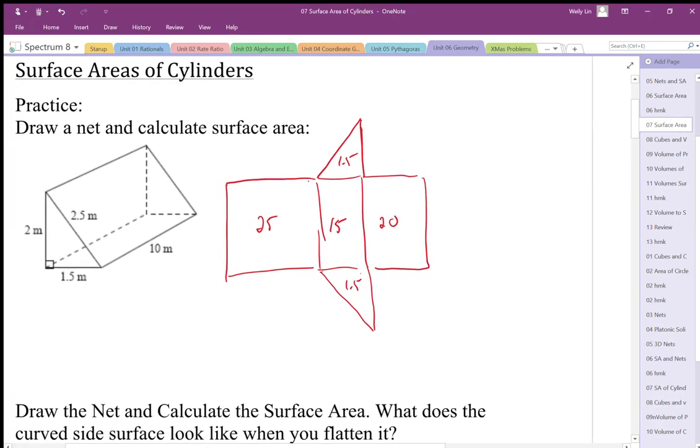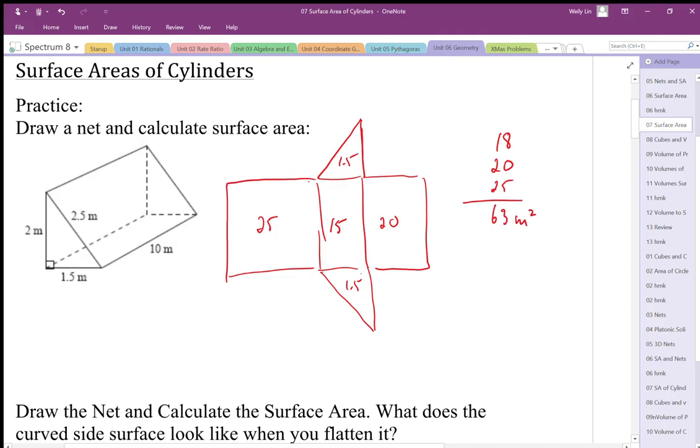Okay, so to find the surface area of this, we just add up all the surfaces. So I've got 3 from the 1.5 and 1.5, 3 plus 18. I'm just going to group some of this together. So I got 38, 58, 63 meters squared to calculate that surface.